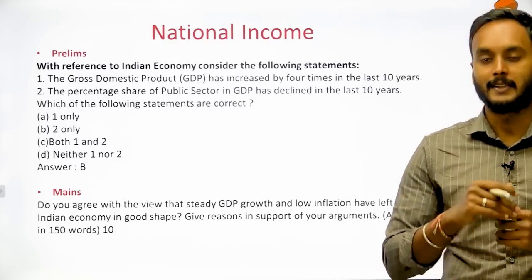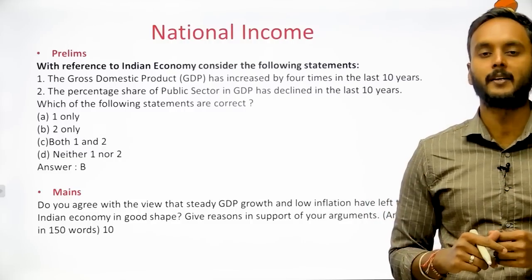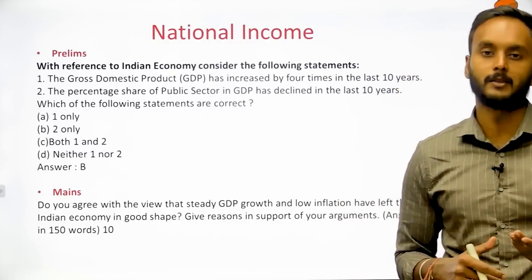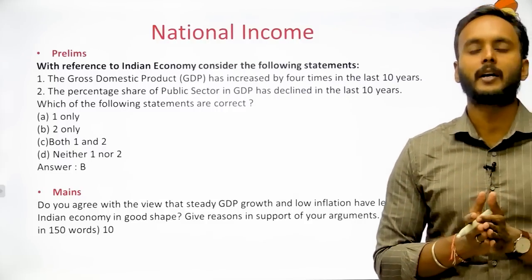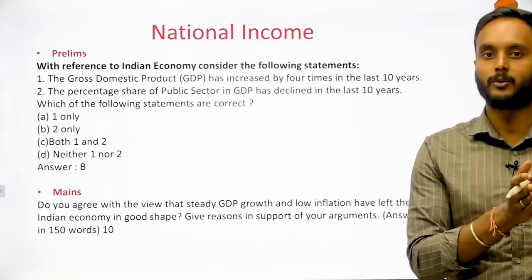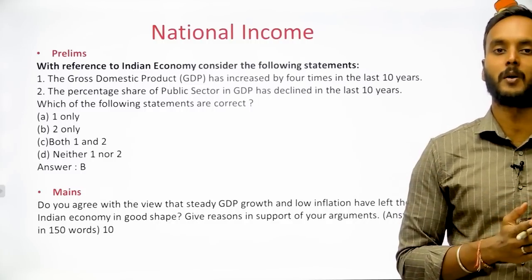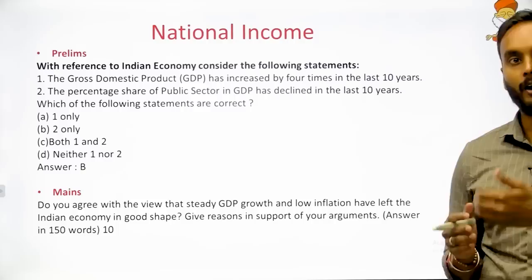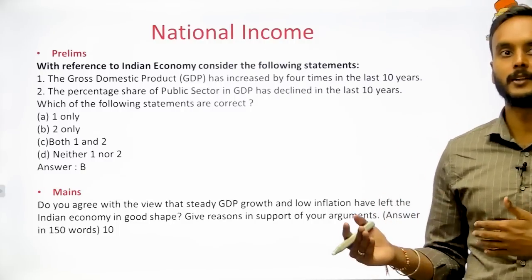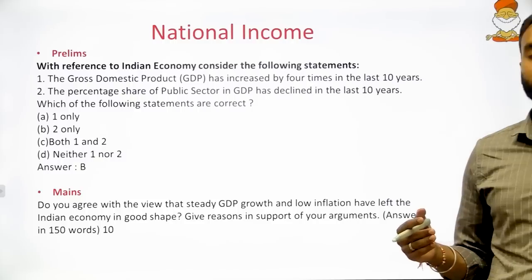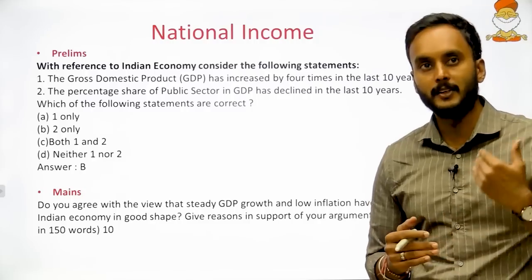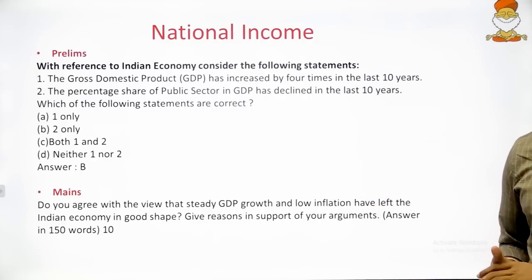Observe the trend. They are asking the trends with respect to GDP, trends with respect to debt to GDP ratio, and many other concepts. So, when you go and read about national income, you always have to go through the trends with respect to all these phenomena, and the questions that can be asked from that have higher chances. And talk about mains, again, the question is about agreeing with a view if GDP growth should be accompanied with low inflation or high inflation. So, that is the type of questions that are being asked from national income.